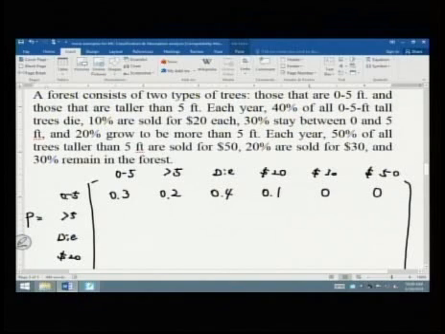And then here, each year, 50% of all trees taller than 5 feet are sold for $50. So we have, over here in the back, 0.5. And then 20% are sold for $30, so we have 0.2, right? And 30% remain in the forest, so it's going to be down here, 0.3, right? Which means all others have to be equal to 0.